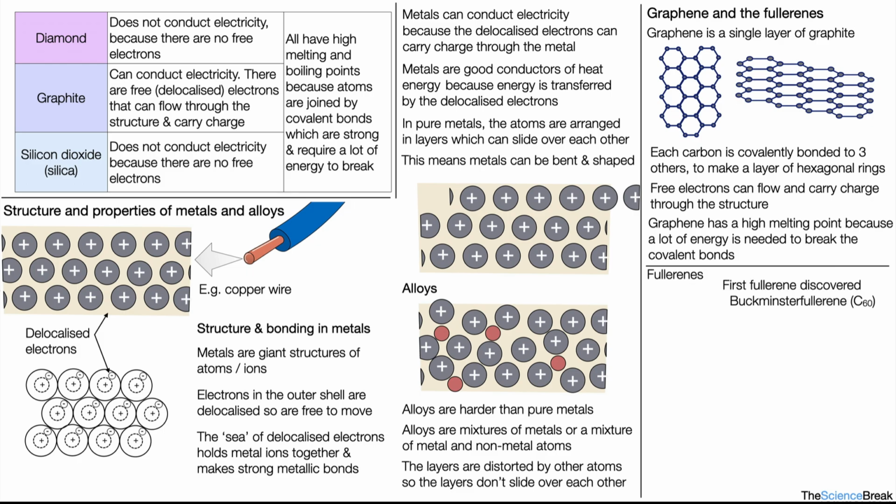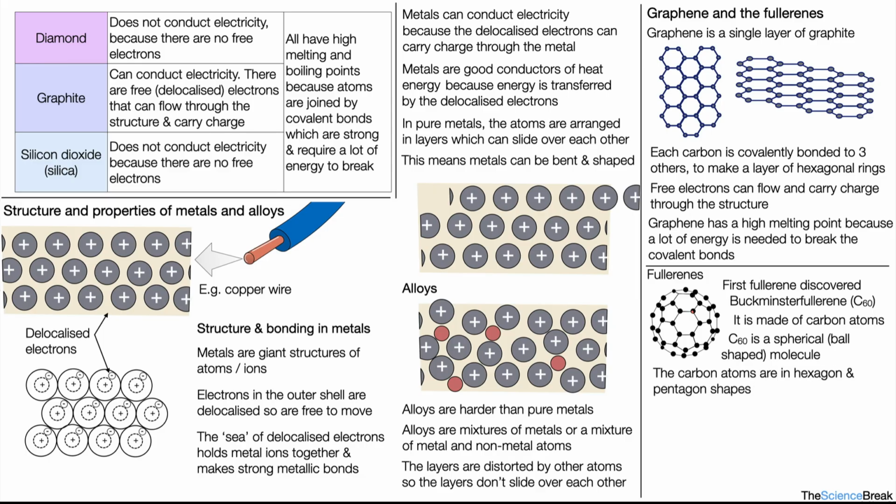The first fullerene ever discovered was called buckminsterfullerene with the formula of C60. It looks like this. It's made of carbon atoms. C60 is a spherical or ball-shaped molecule. The carbon atoms are in hexagon and pentagon shape, so you can see that as outlined in red. 1 hexagon and 1 pentagon.